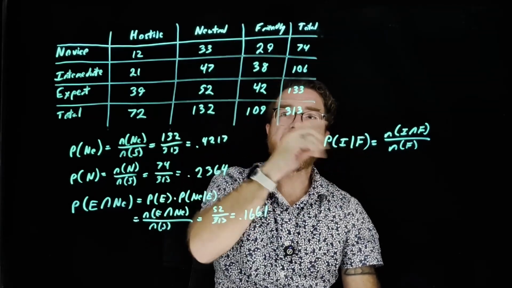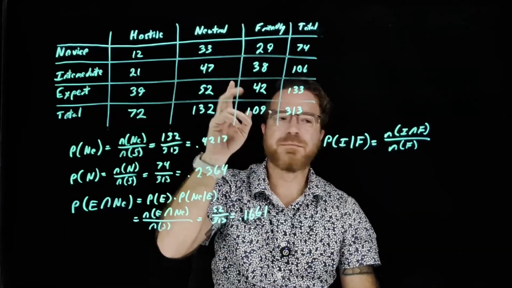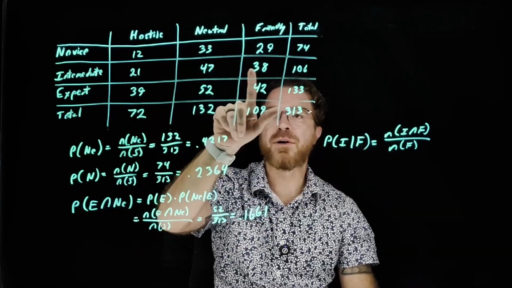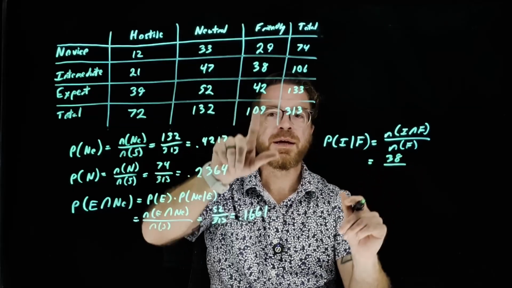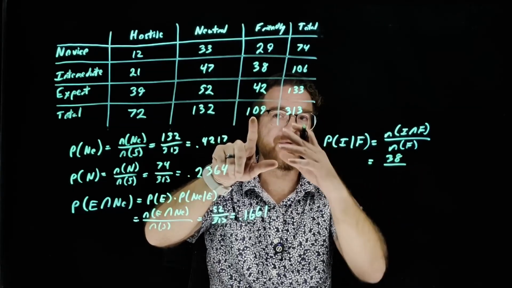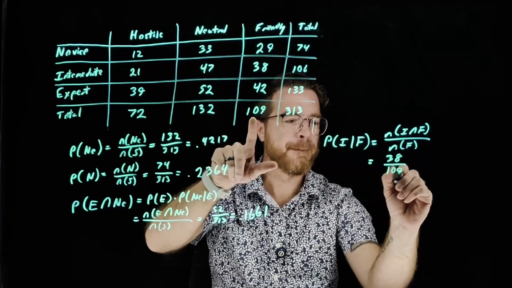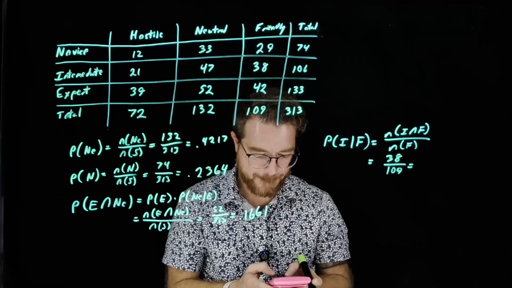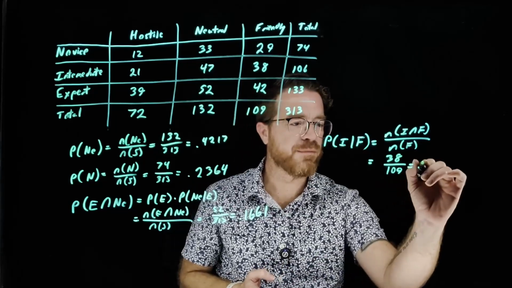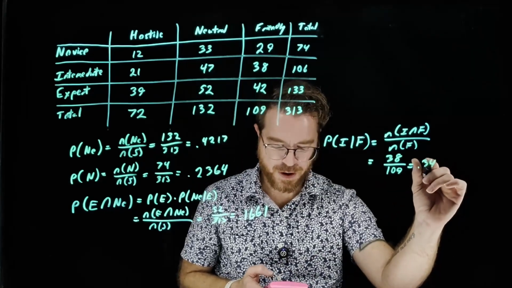So how many are intermediate players? 38 out of how many players total on a friendly planet? 109. So this would be 38 over 109. And we get a probability of 0.3486.